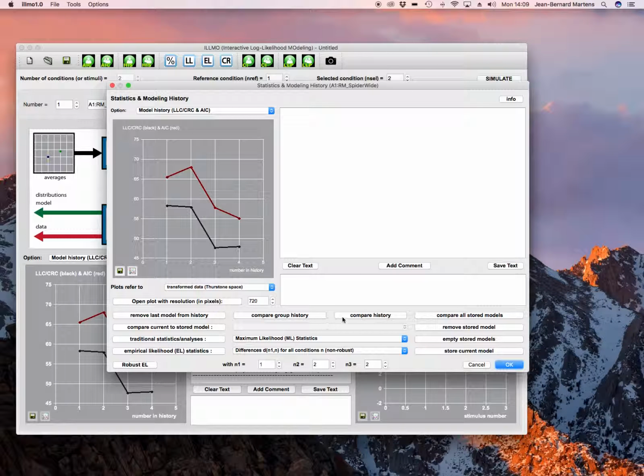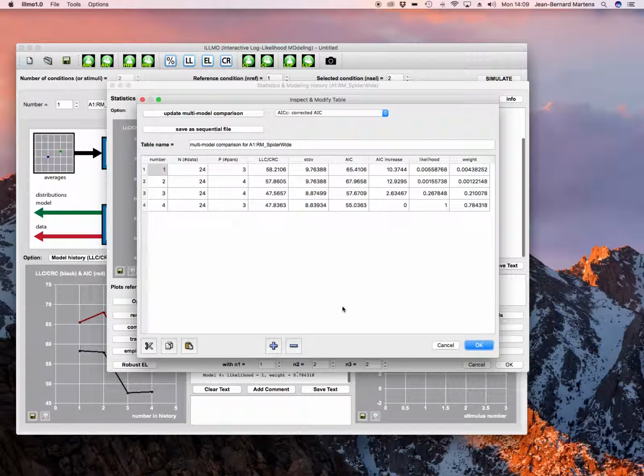Now we can compare all models in a table where we can see the weights, and we see that the weight for the last model is 78% and only 21% for the model where the standard deviation is different. So again, an evidence ratio of about 3 between two models.